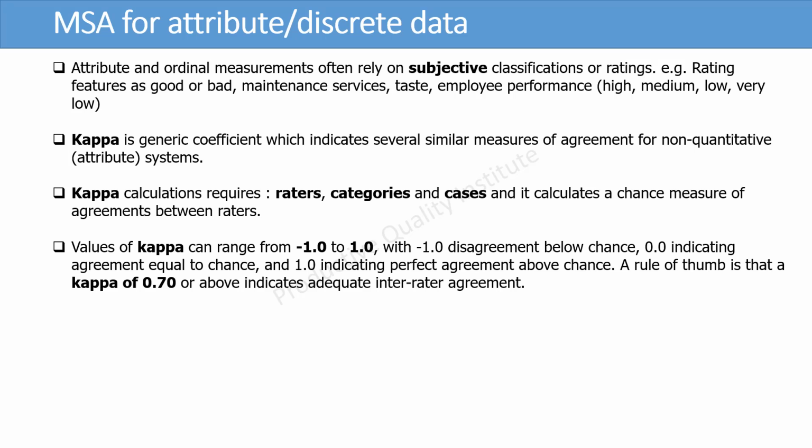Values of kappa can range from -1 to +1, with -1 indicating disagreement below chance, 0 indicating agreement equal to chance, and 1 indicating perfect agreement above chance. A rule of thumb is that a kappa of 0.7 or above indicates adequate inter-rater agreement.